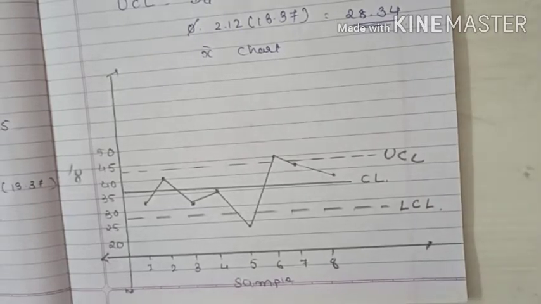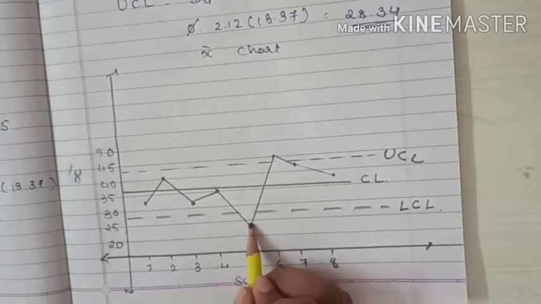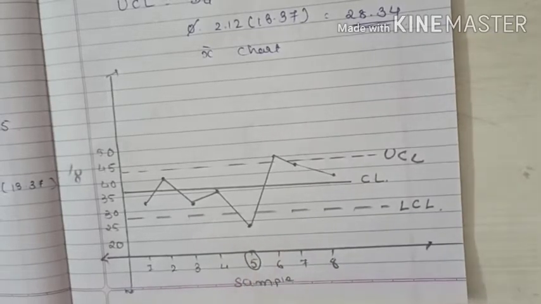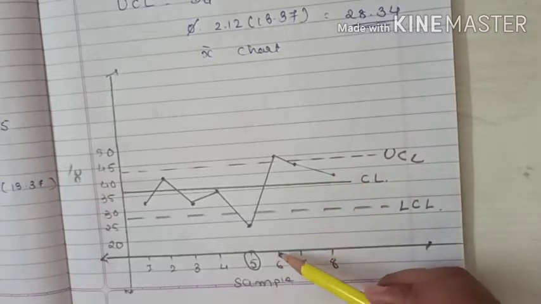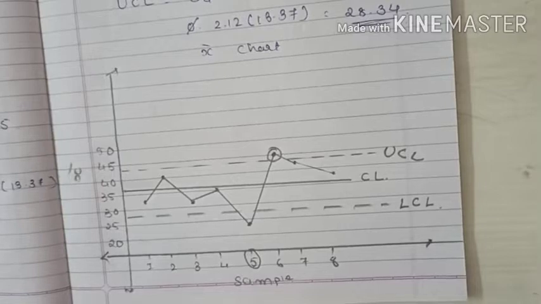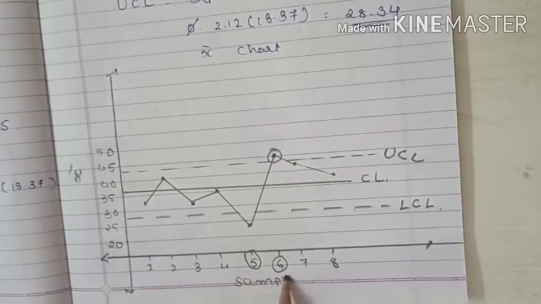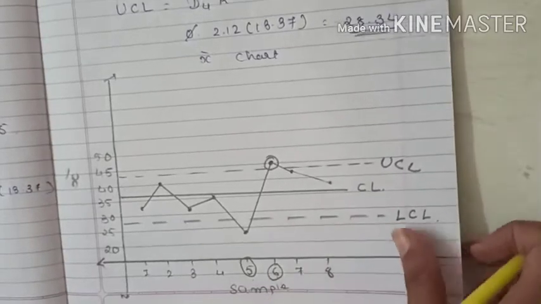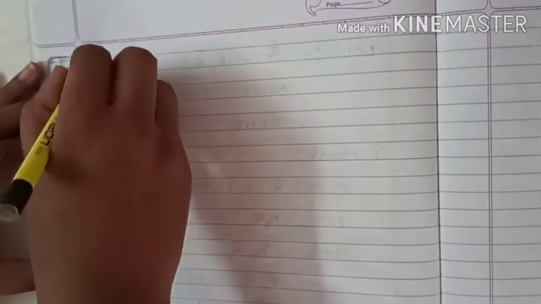We can say that there are 2 points that are out of control. Sample number 5 is beyond the lower limit, and sample number 6 is above the control limit, right? So 5 and 6 both are out of control. Before we rectify or modify it, let's first find out the R chart.